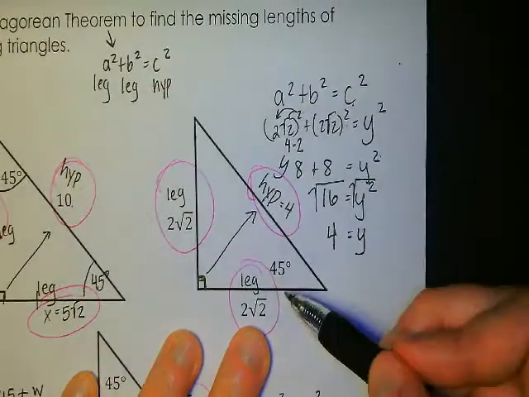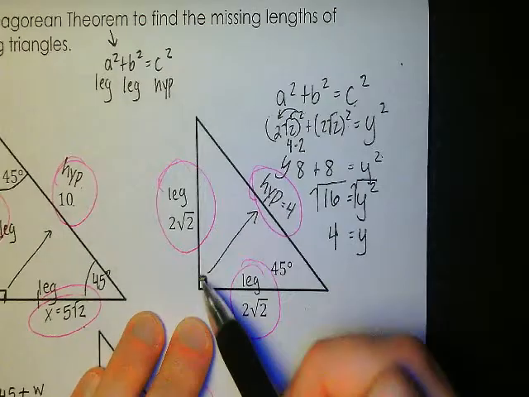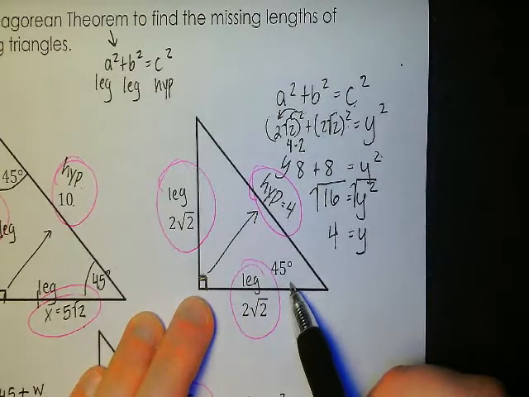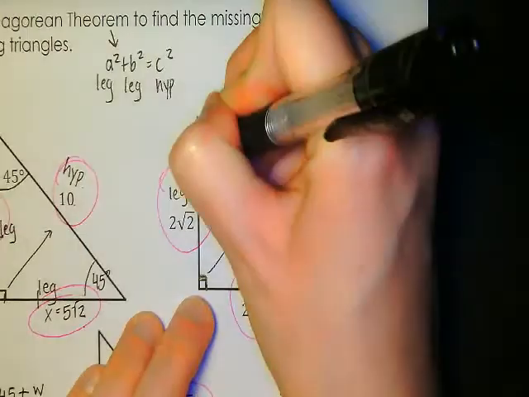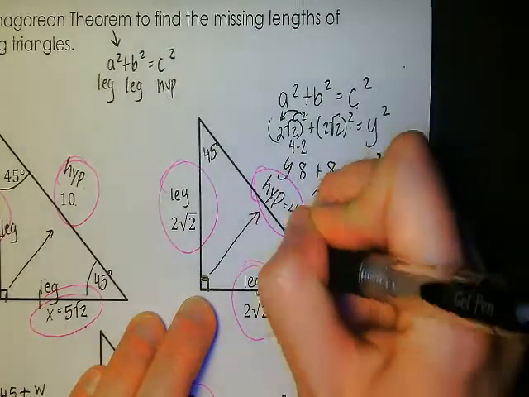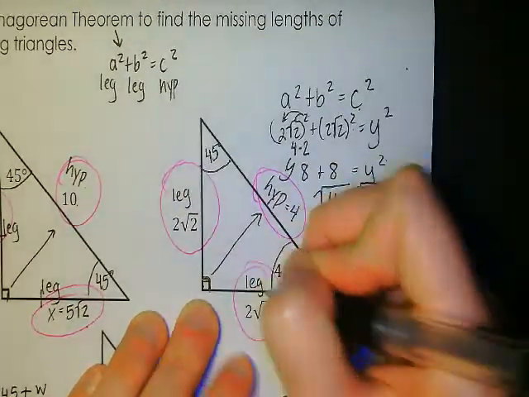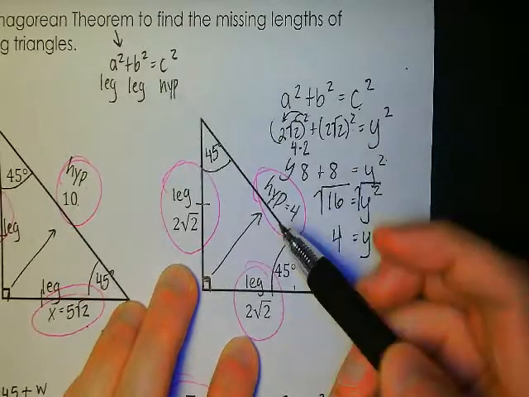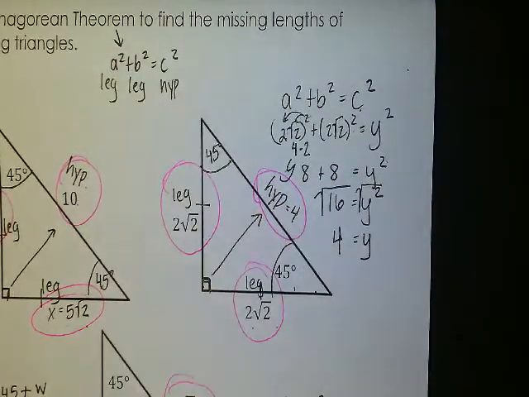Let's see if this holds true for this triangle as well. Upper right-hand corner, I see a triangle with a 90-degree angle, a 45-degree angle. Well, 90 plus 45 plus another 45 is how we hit 180 degrees. So this is also a 45, 45, 90 triangle, and we have two congruent legs. The legs are 2 square root of 2 as the measurement for each of them.